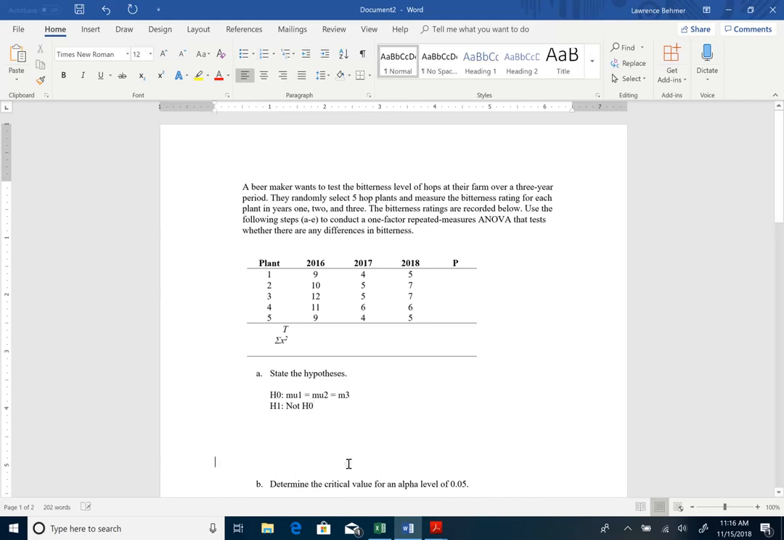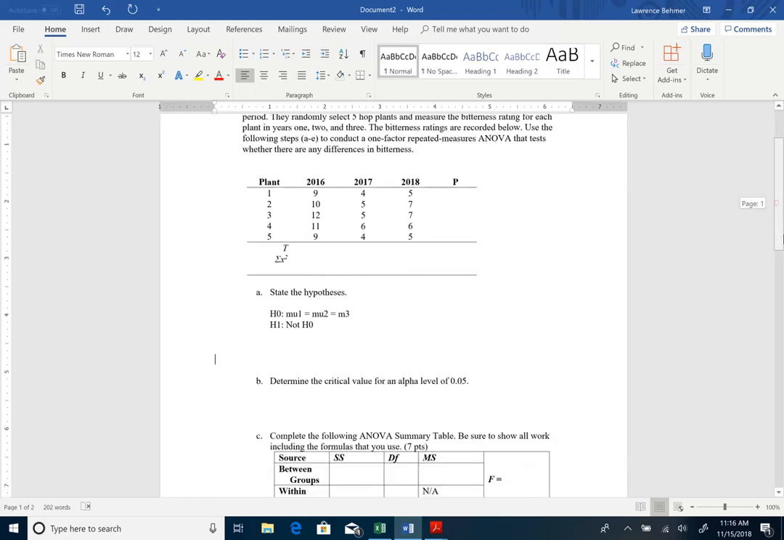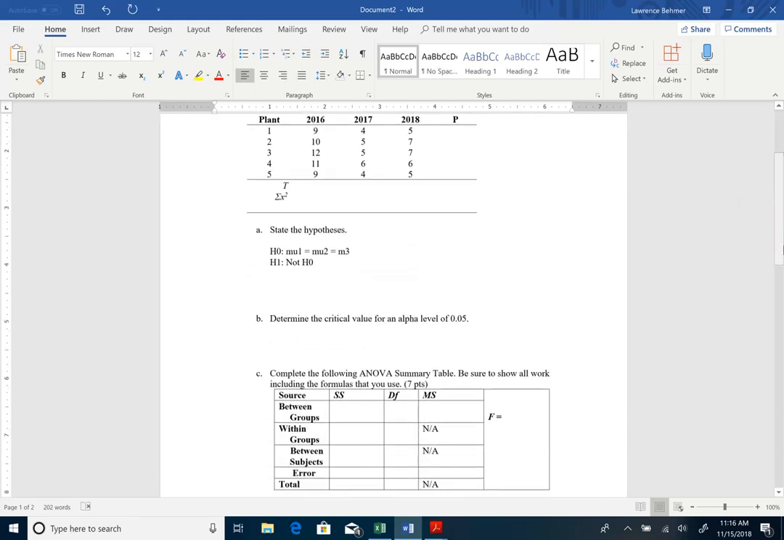And that's all there is to it, right? We've talked about this before. We talked about this yesterday, or in lecture, rather. Depends on where you're watching this. But it's the same thing. So stating the hypotheses for repeated measures ANOVA is exactly the same way you would state the hypotheses for a between subjects ANOVA. So that's easy enough.